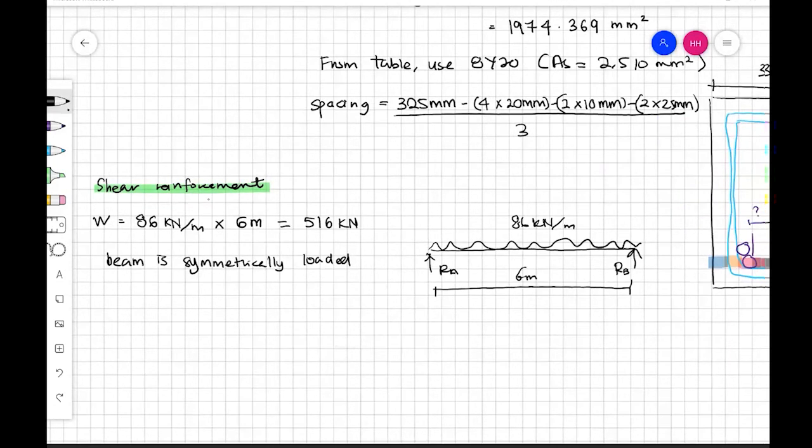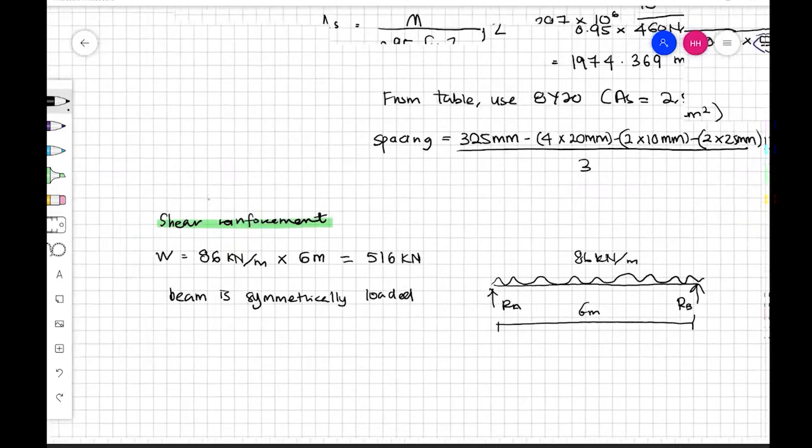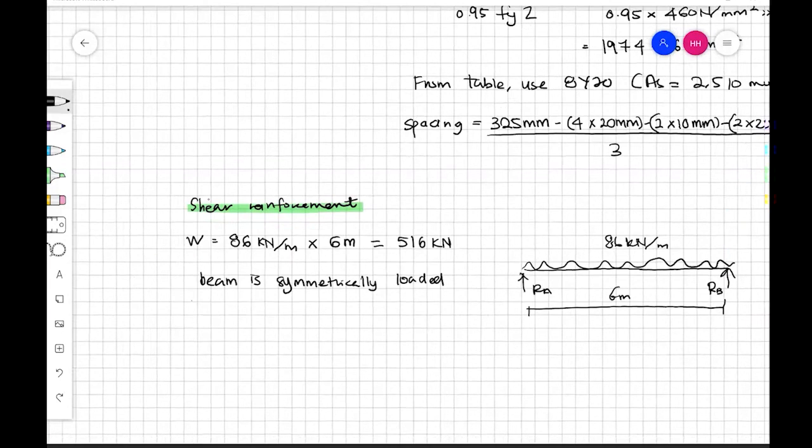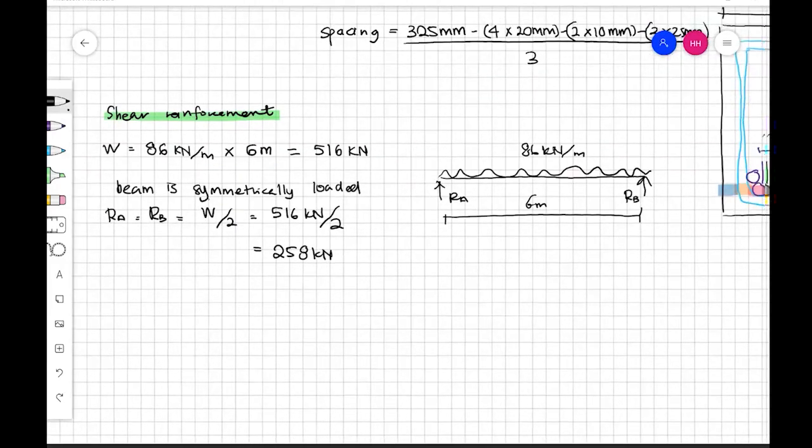Okay, so since the beam is symmetrically loaded, obviously the value of RA will be the same as RB, so you just take this 516 kilonewton and divide by 2. We are going to get 258 kilonewton. So what does this mean? Is this the maximum shear force?